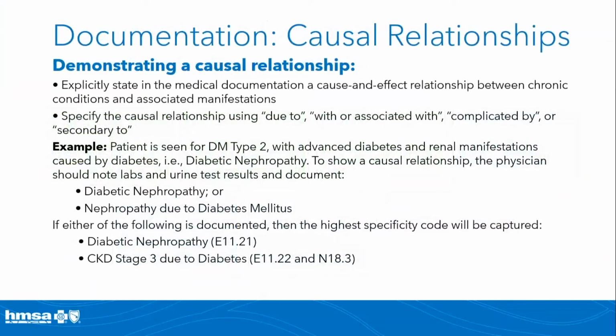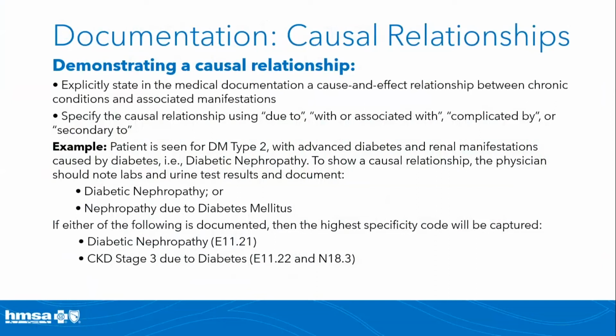When demonstrating causal relationships with diseases, explicitly state in the medical documentation a cause and effect relationship between chronic conditions and any associated manifestations. Specify the causal relationship by using words such as due to, with or associated with, complicated by, or secondary to. For example, a patient seen for type 2 diabetes with advanced diabetes and renal manifestations caused by diabetes, that would be diabetic nephropathy.